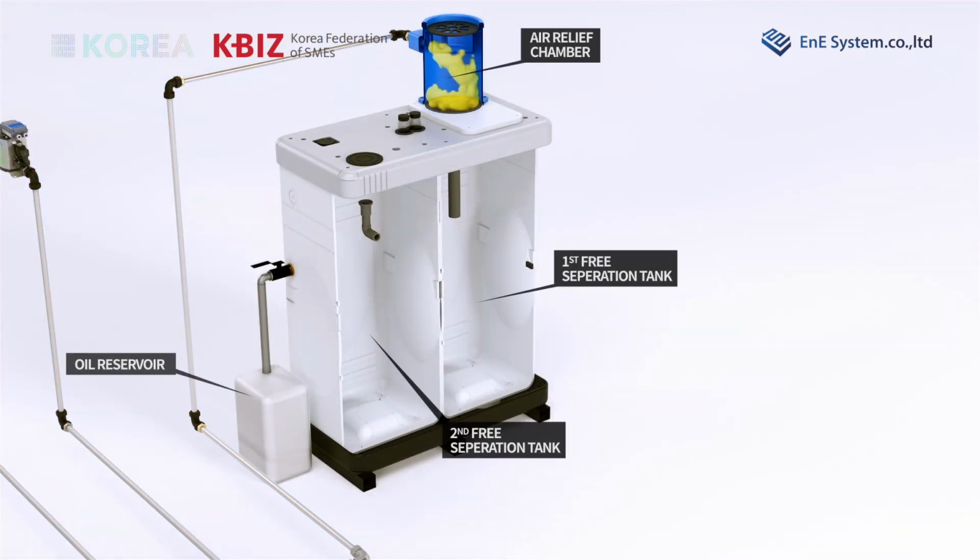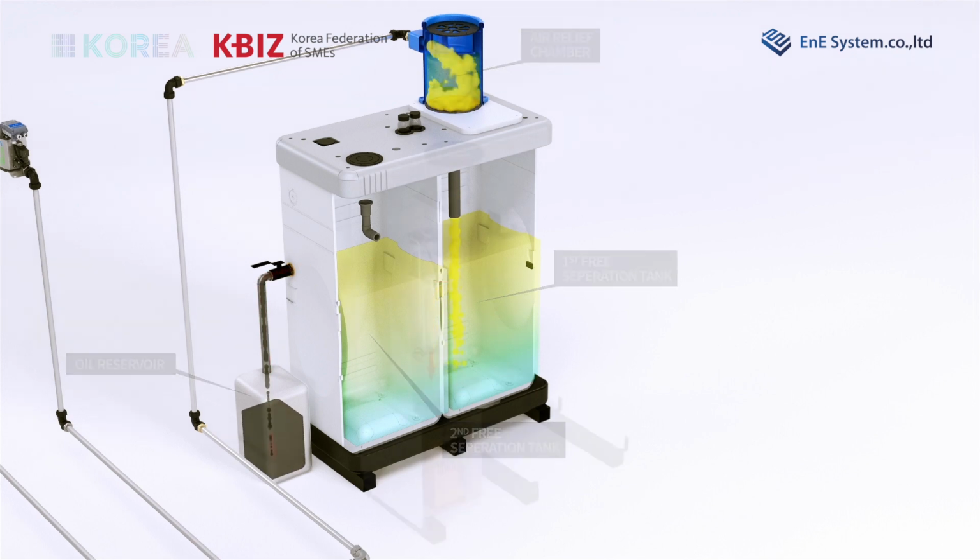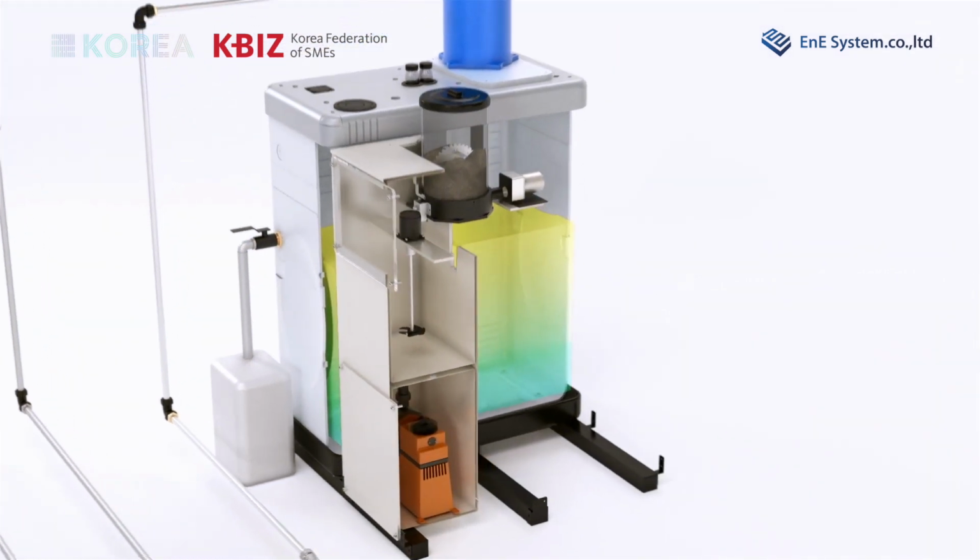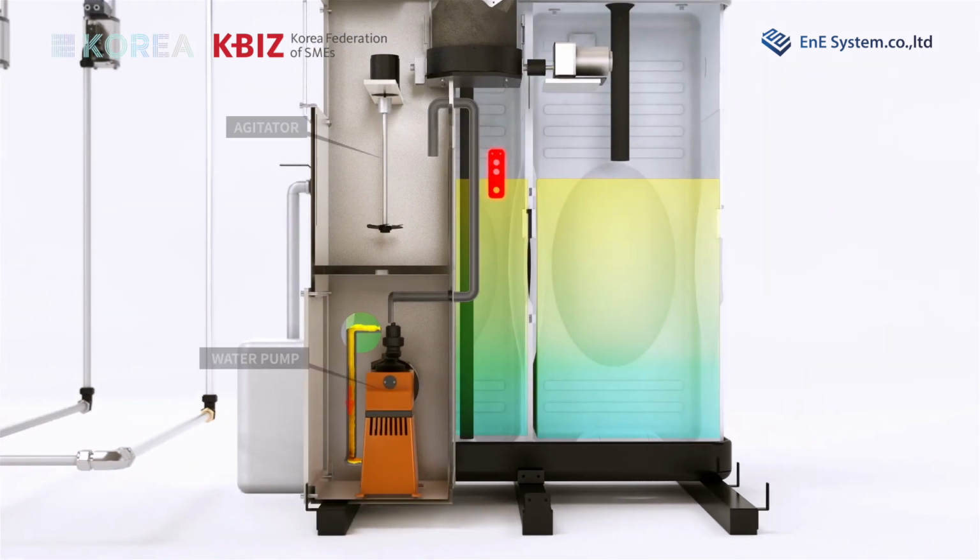After severely emulsified condensate goes through a pressure relief chamber, floating oil is separated from the condensate by means of gravity separation in the first, second, and third pre-separation tanks. The floating oil is discharged through an oil line, and separated condensate is taken to an agitator by a suction pump for separation by reaction.